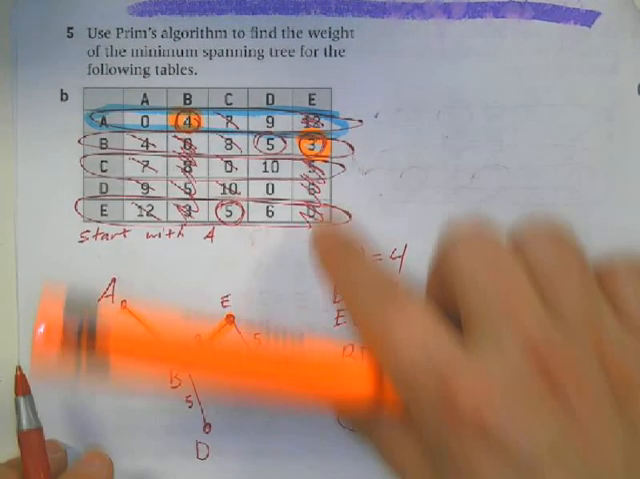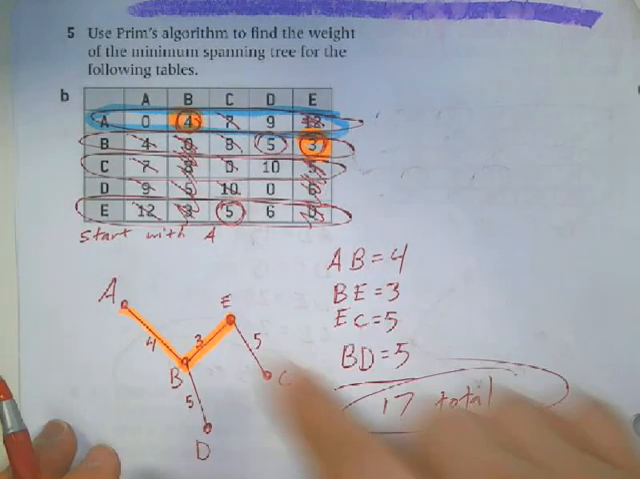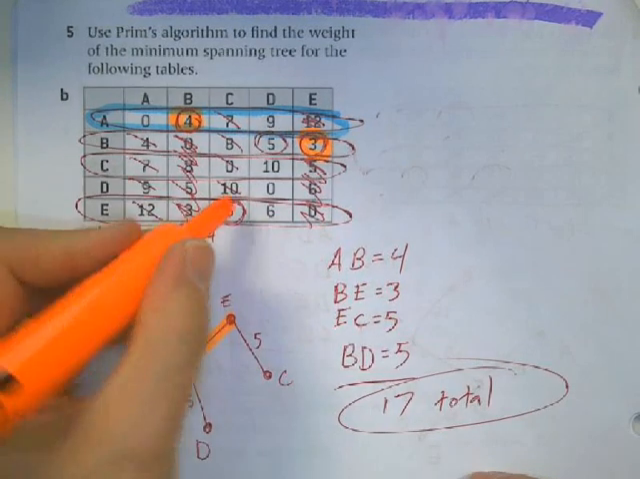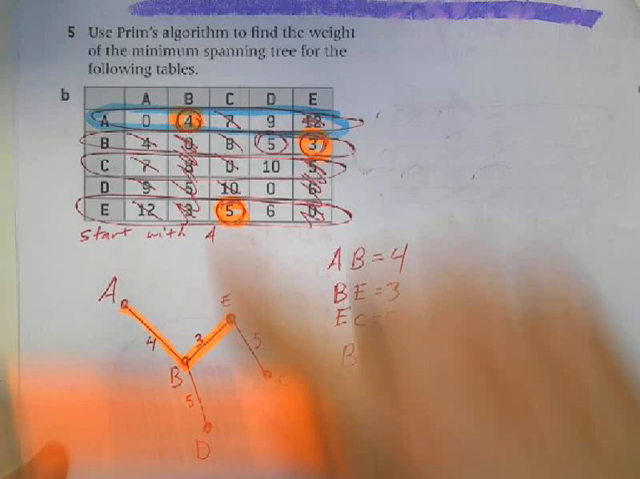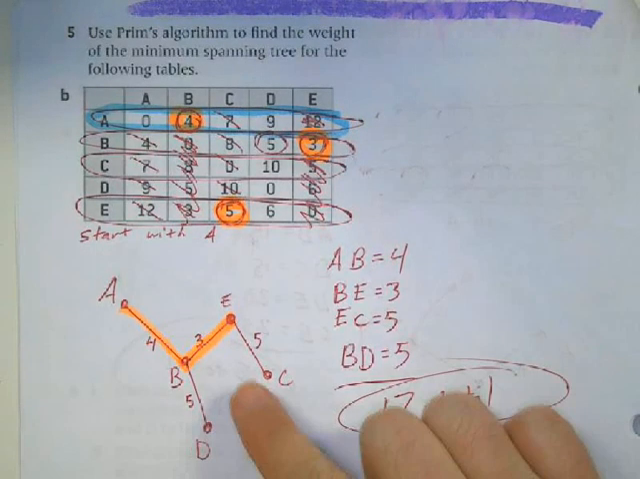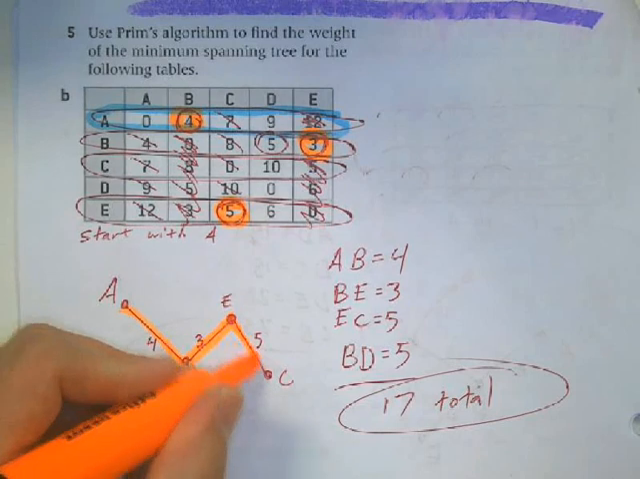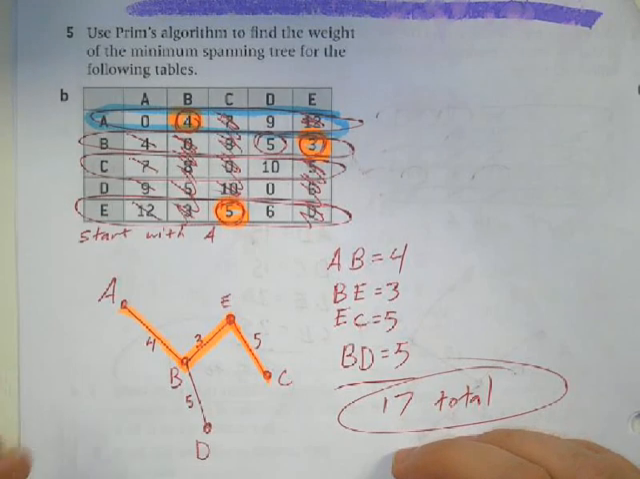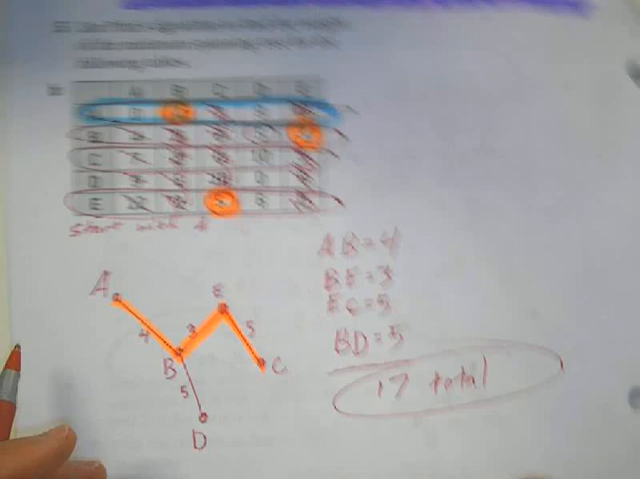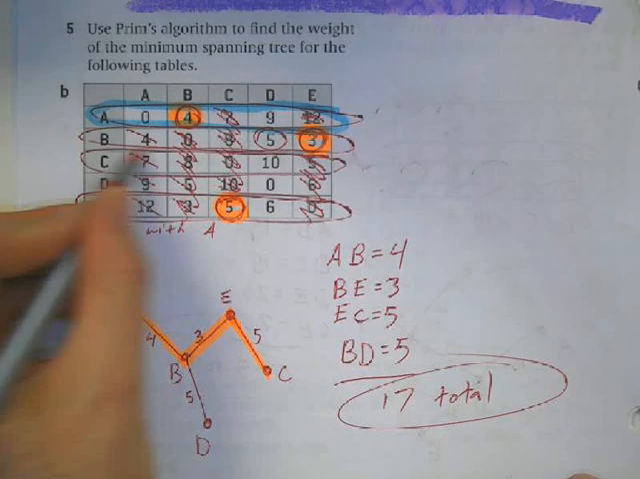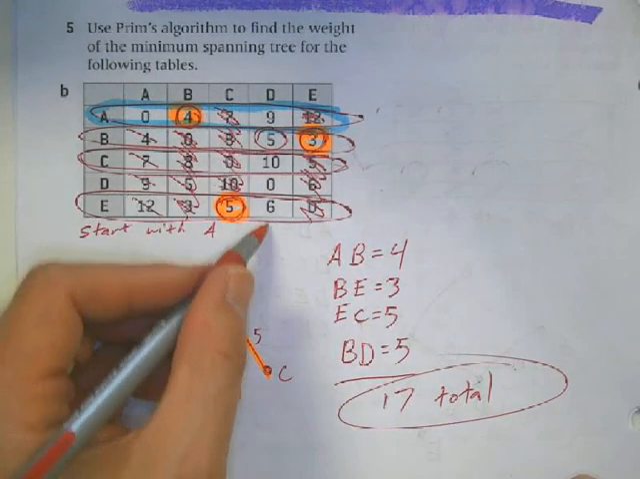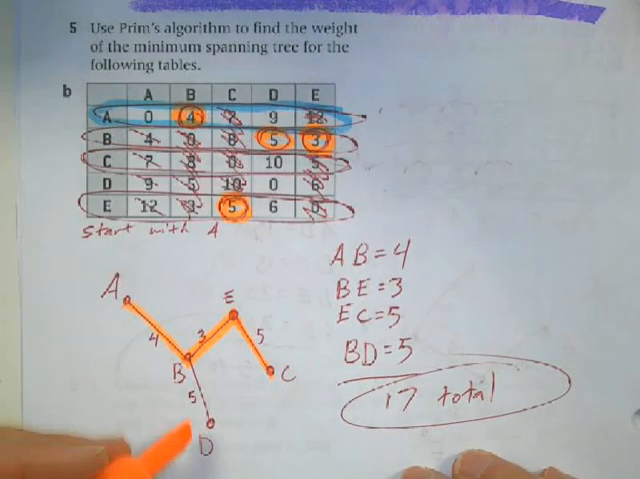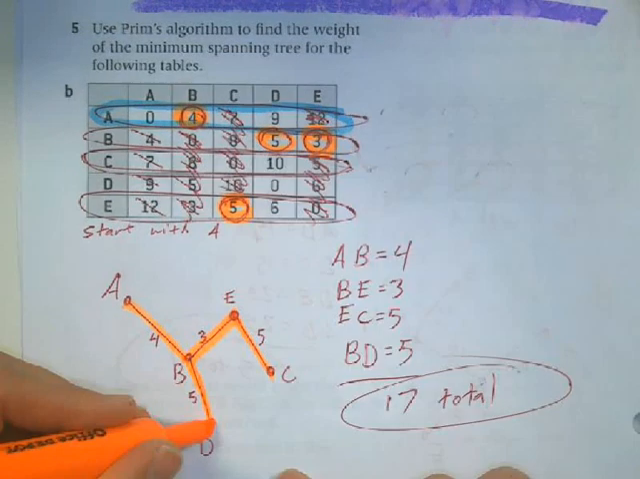And then now I can look at rows E, B, and A, and the smallest one is that one there. So I'm connecting E to C, so now I'm connecting this one next. And now I can cross out this column. And then the next one, I can look at row C now, and the last thing is the shortest one. Shortest weight is 5, so now I can connect B to D with a length of 5.